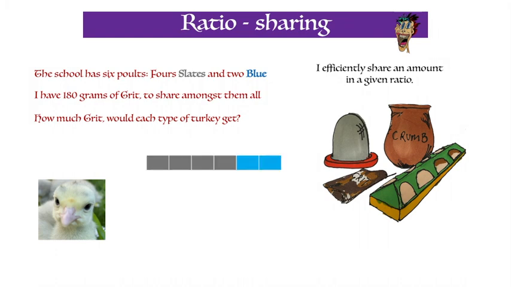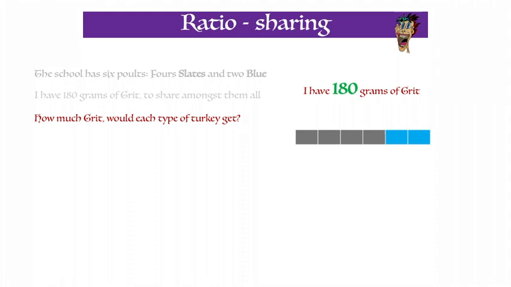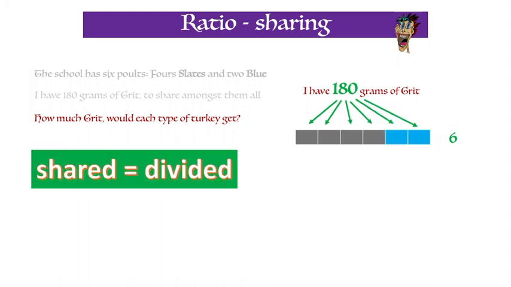So I have 6 poults. As you can see, I've got, as it were, 6 feed trays here. And what I want to do is share the 180 grams of grit amongst these 6. So when I say share, I've got to think about the maths word for sharing, and hopefully you can get that. It's dividing. So effectively I want to take 180 and divide it by 6, because that's the trays I have. And that means each tray will have 30 grams in them.